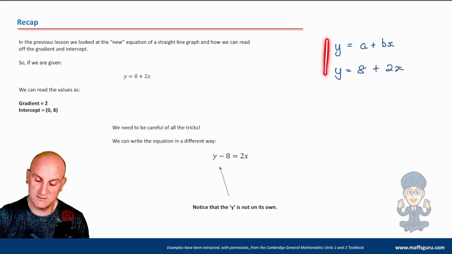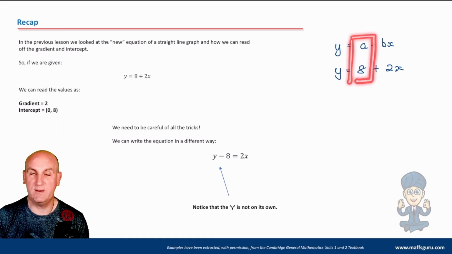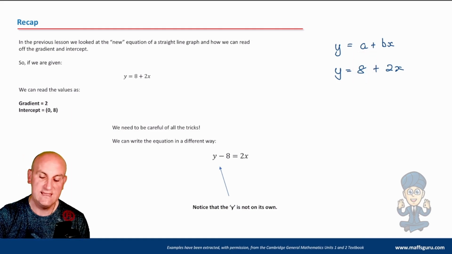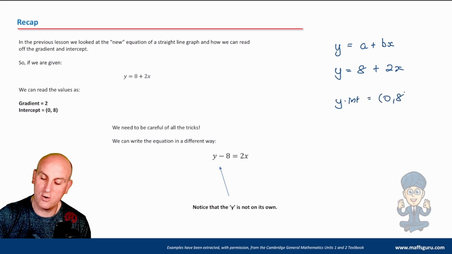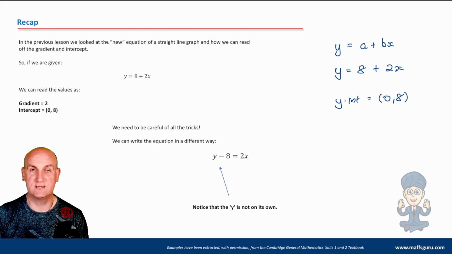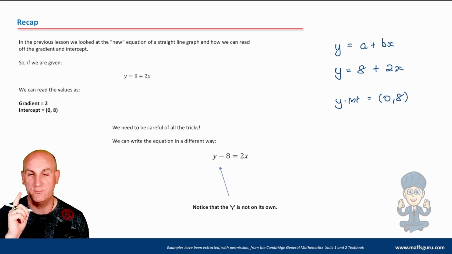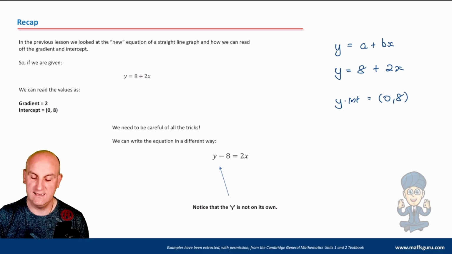We know, for example, because we can compare it, the y's are on their own, the a is in the same place as the 8, so I now know that's my y-intercept, because my a value is my y-intercept. So my y-intercept is given by 0, 8. And I always write that as a coordinate, because a y-intercept means we go 0 across and we go 8 up.